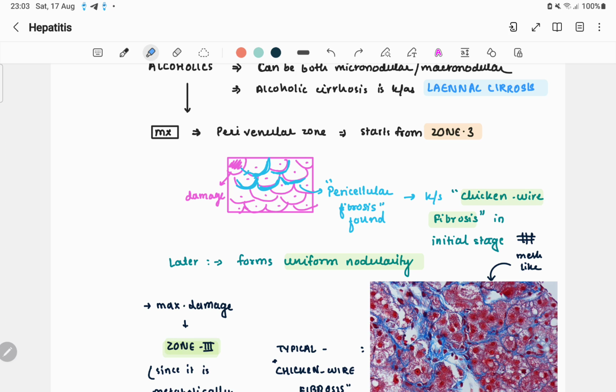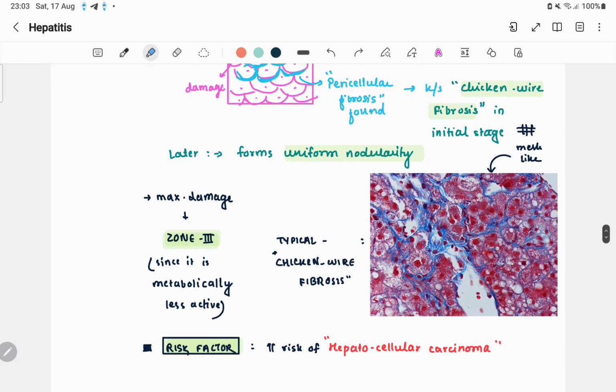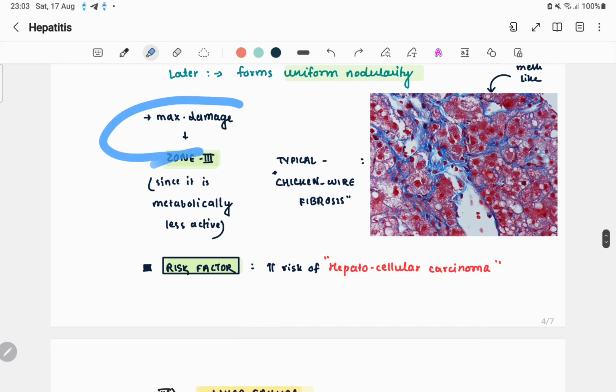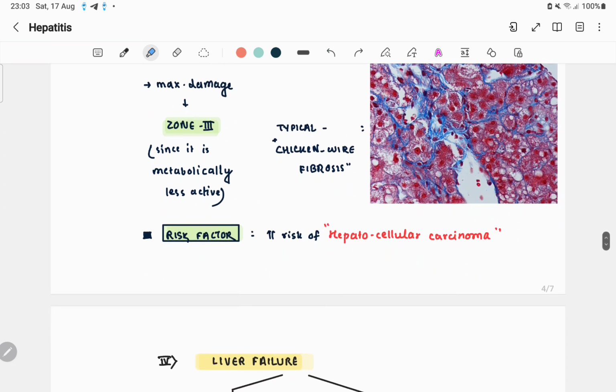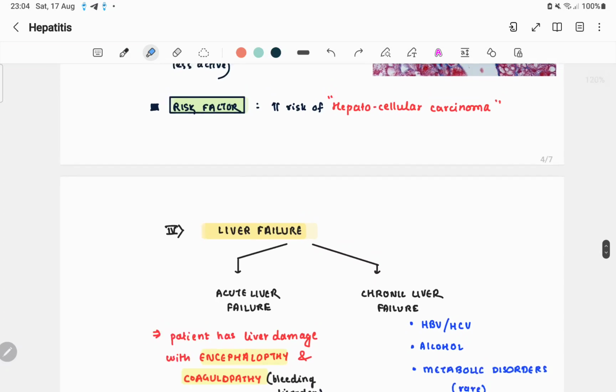Remember this chicken wire mesh appearance. Perinuclear halo and chicken wire mesh appearance, do comment on which CNS tumor we saw that. So chicken wire fibrosis is seen in the initial stage, and later on it forms a uniform form of fibrosis. You can see the chicken wire fibrosis here. The blue stained portions are the areas of fibrosis, and zone 3 will suffer the maximum damage. The typical finding is chicken wire fibrosis. Risk factor: increased risk of hepatocellular carcinoma, HCC. So liver cirrhosis can lead to hepatocellular carcinoma.